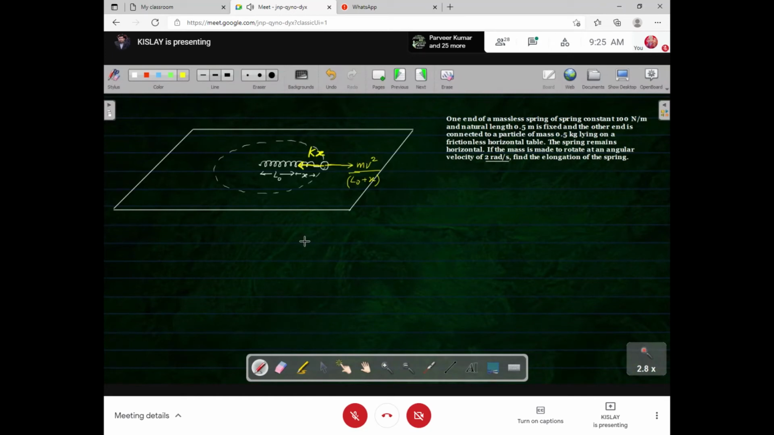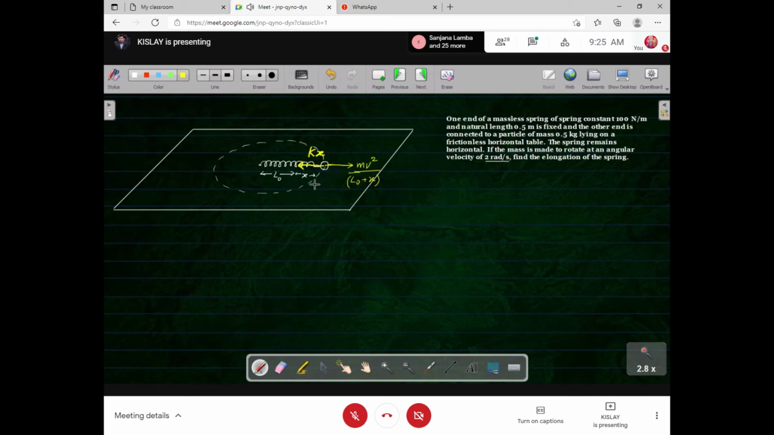Yes, sir. Why don't we consider mg here? Because the vertical is written, sir, horizontal is written. Yes, so this is in a horizontal plane, so the vertical force becomes zero because it has to be maintained in a horizontal circle.